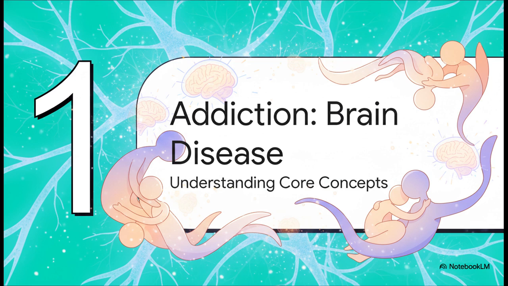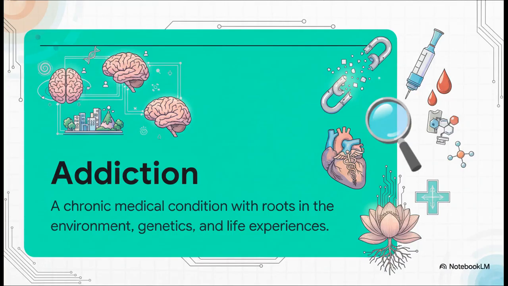To give truly effective and compassionate care, we first have to get on the same page about what addiction actually is at its core. Right off the bat, it is absolutely crucial to move past any outdated ideas. Addiction is not a moral failing. It's not a lack of willpower. It is a complex, chronic disease of the brain, just like diabetes or heart disease. It's progressive, it involves relapses, and without treatment, it can be fatal.